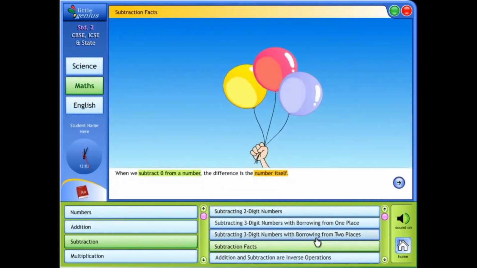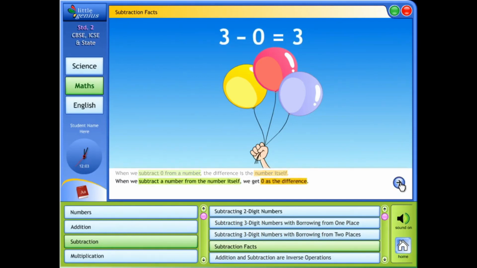Subtraction facts. When we subtract 0 from a number, the difference is the number itself. When we subtract a number from the number itself, we get 0 as the difference.